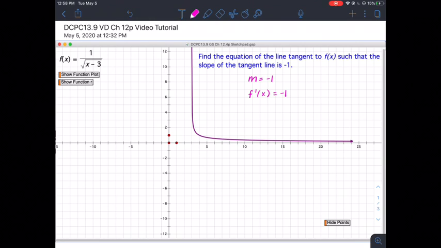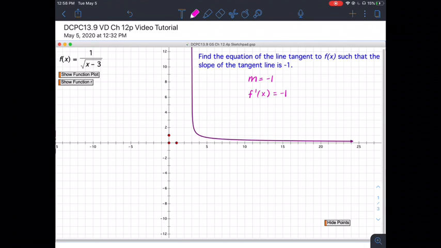Okay, so let's start by finding our derivative. So I have my function here. My function is f of x is equal to 1 over the square root of x minus 3. And we have a lot of different rules now that we can use. We can use our power rule, product rule, quotient rule. And I want to pick the one that is most appropriate for this problem. And immediately you might say quotient rule. It's a fraction.